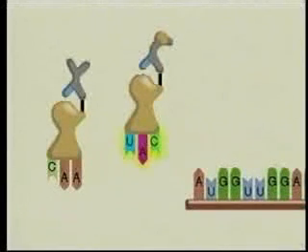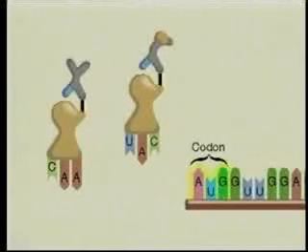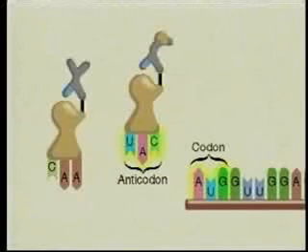Notice the 3-base region on the tRNA. It is complementary to a 3-base region on the mRNA. Each group of 3 bases on the mRNA is called a codon. The complementary 3-base sequence on the tRNA is called the anticodon.